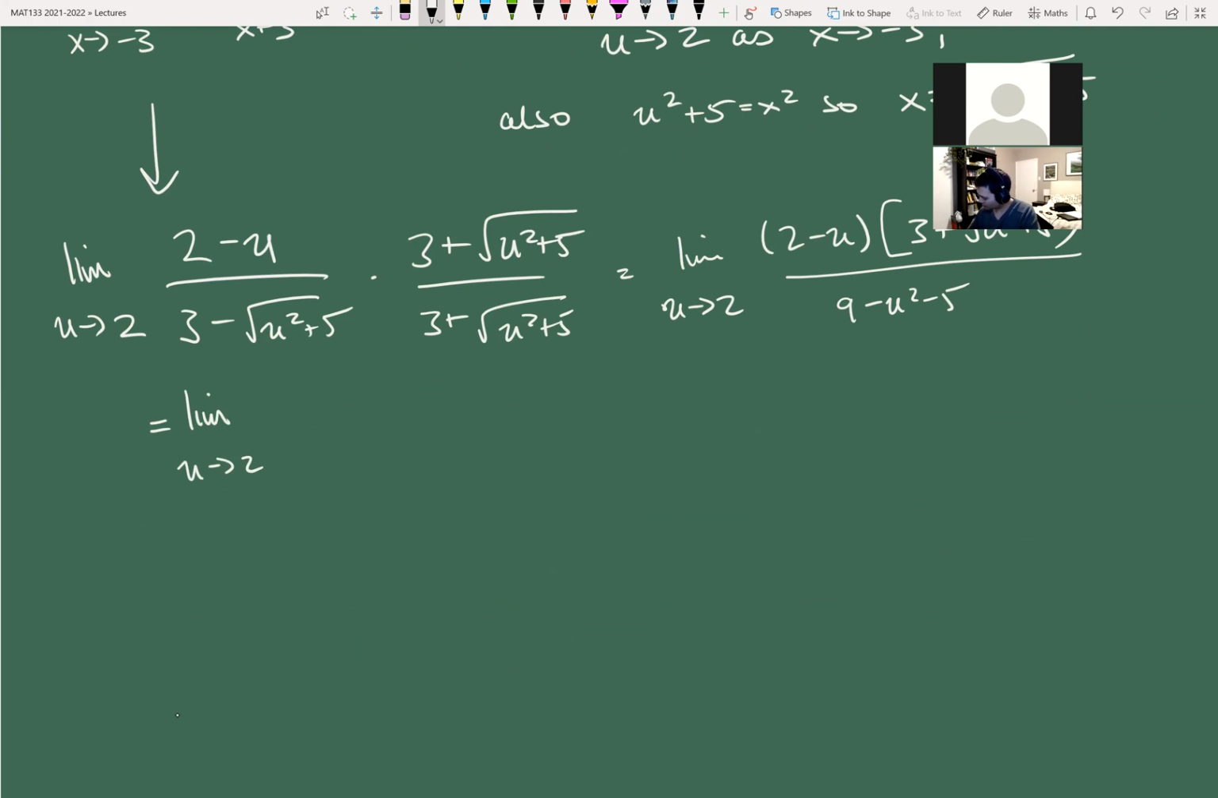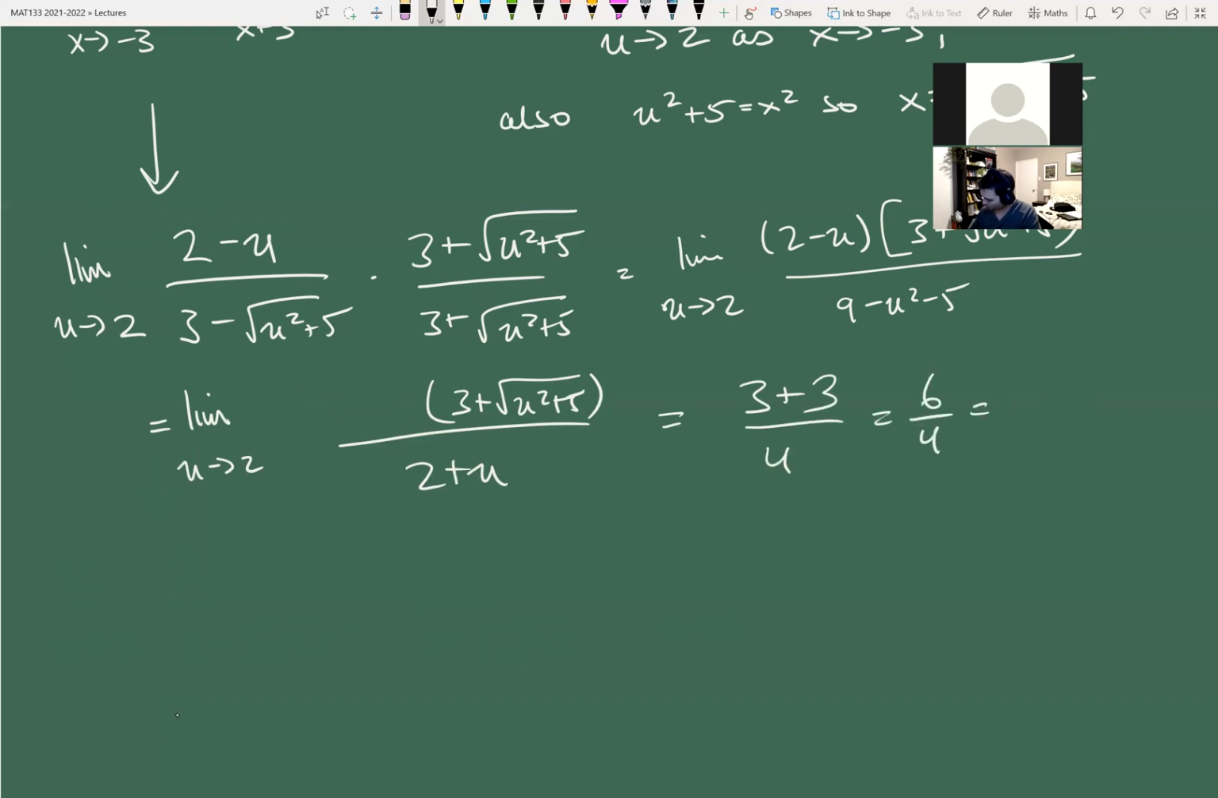So this denominator is now what? 4 minus u squared. So that's going to give me 2 plus u in the numerator, and 3 plus root u squared plus 5. Oh no, sorry, this just dies. This is 2 plus u. And now when I plug this in, I'm going to get 3 plus 4 and 5. So that's another 3, divided by 4. So 6/4, so 3 halves.